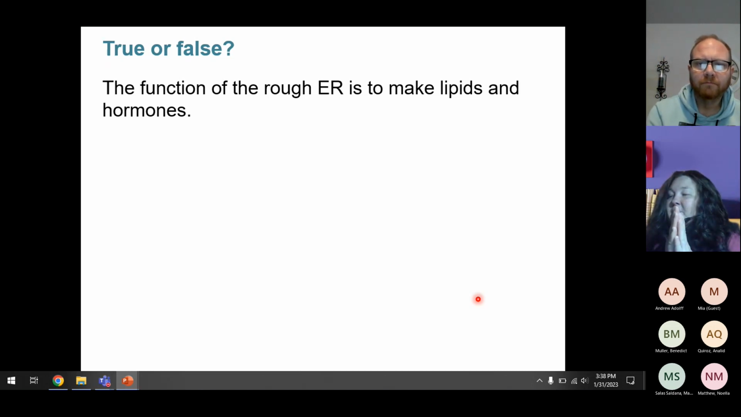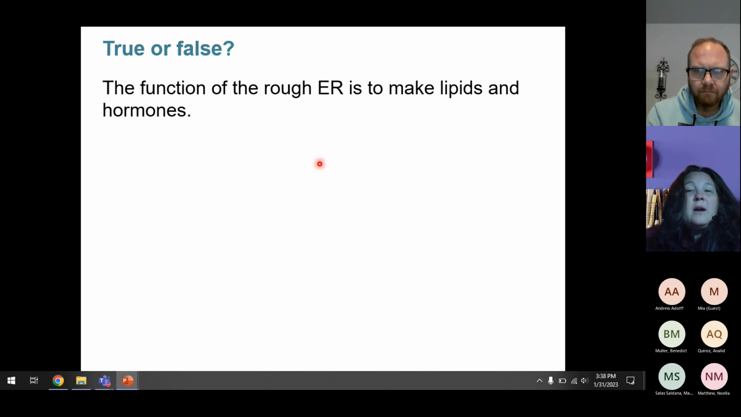All right, 83% chose false, which is the correct answer. The function of the rough ER actually is to create proteins or take created proteins, modify them, and send them to the Golgi body.